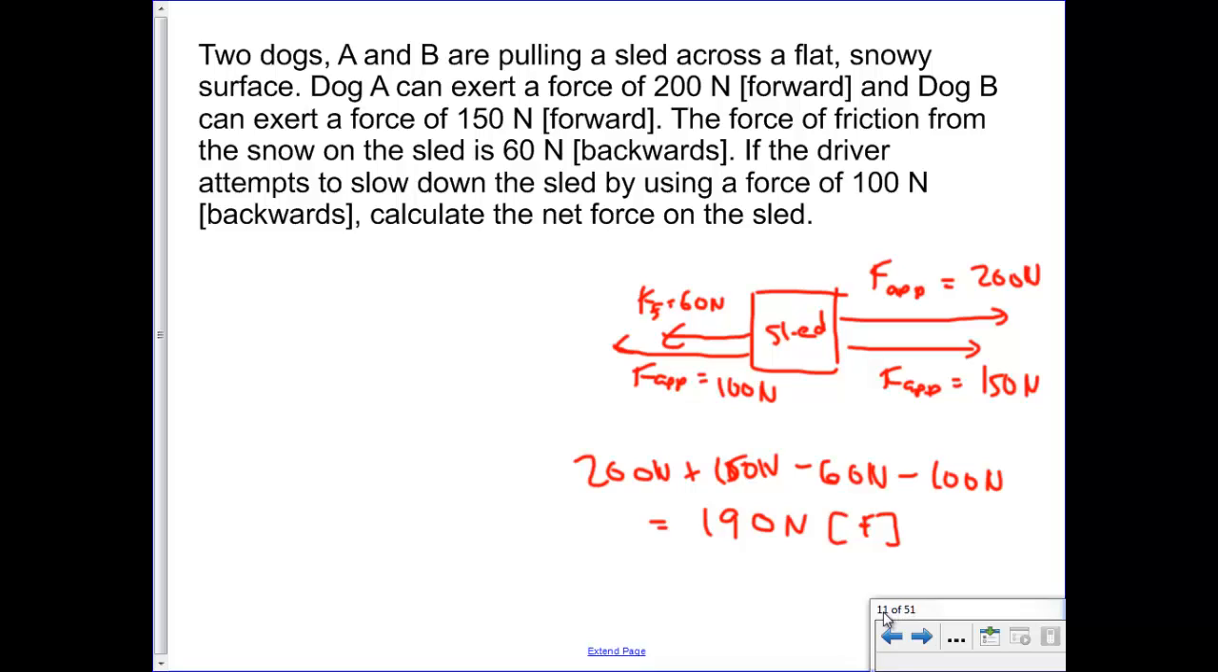Don't forget the unit though, forward, because it's still moving forward. Sean, is there a way we would convert that to meters per second? No, because these units aren't quite the same sort of thing. Newtons is a measure of how much force there is. I kind of skipped that.